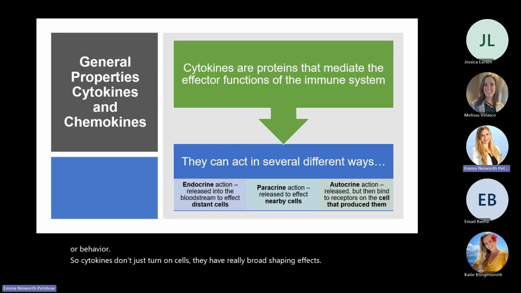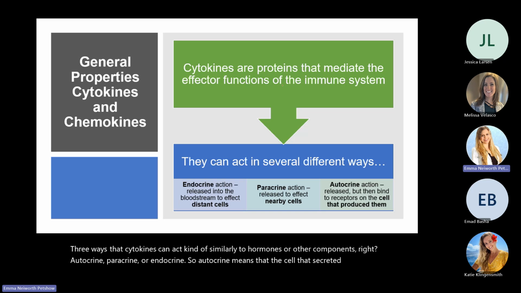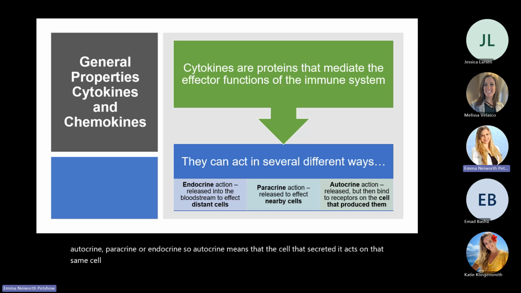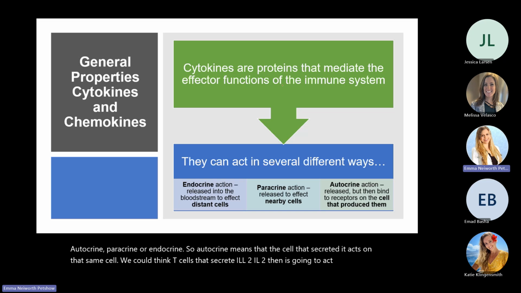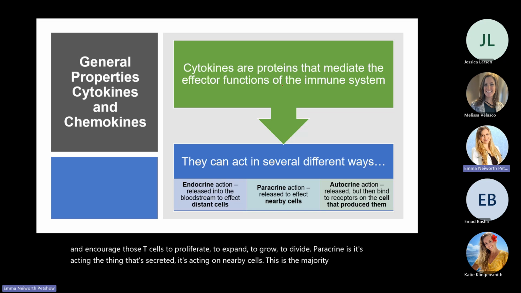Three ways that cytokines can act, kind of similarly to hormones or other components, right? Autocrine, paracrine, or endocrine. So autocrine means that the cell that secreted it acts on that same cell. We could think T cells that secrete IL-2. IL-2 then is going to act on those T cells and encourage those T cells to proliferate, to expand, to grow, to divide. Paracrine is the thing that's secreted, it's acting on nearby cells. This is the majority of immune signaling. When in doubt, choose paracrine because it's almost always that in the immune system.